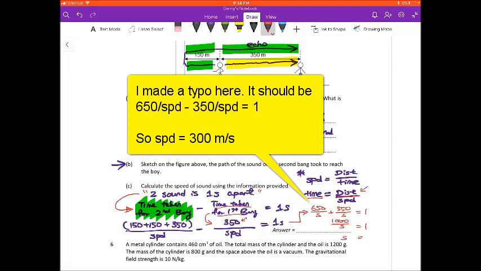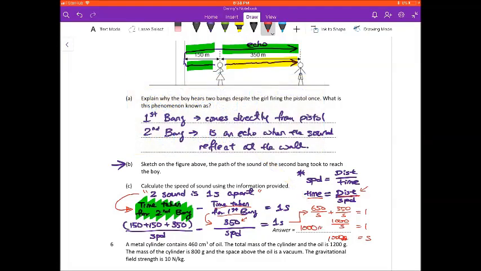So what is your S? Your S is 1000. So what is the speed? 1000 meter per second. And that's how you do it.